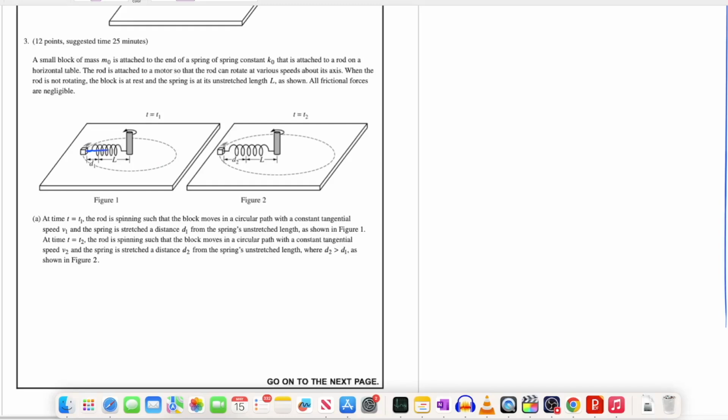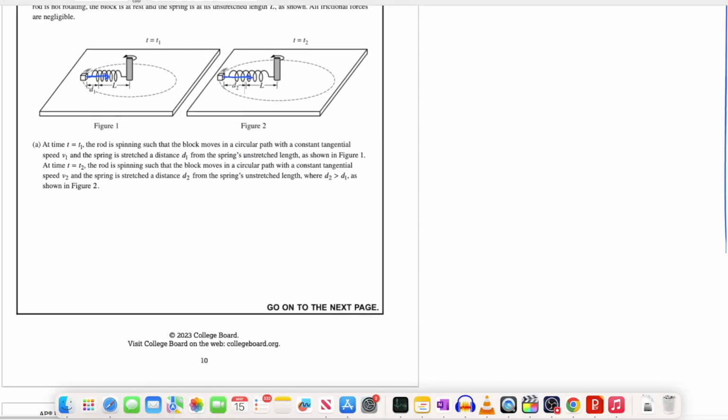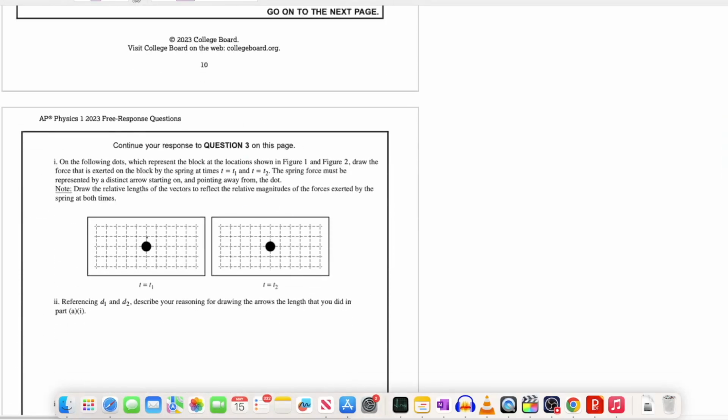Centripetal force is provided by the spring. The spring force is the centripetal force, and this one is the same, but for t2, since the spring is stretched longer, the spring force should be greater. The centripetal force is also greater. So when we draw the force, it should be toward the center, which is to the right. For t1, you have to draw a vector, an arrow, which is smaller. For this one, you draw an arrow that is greater.